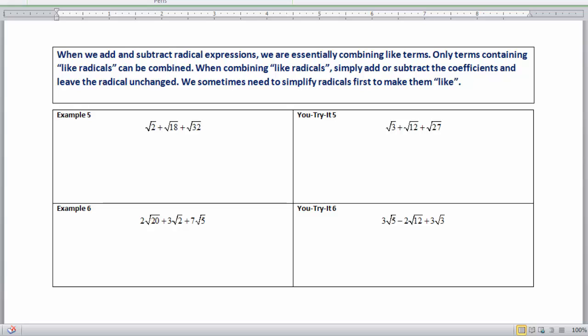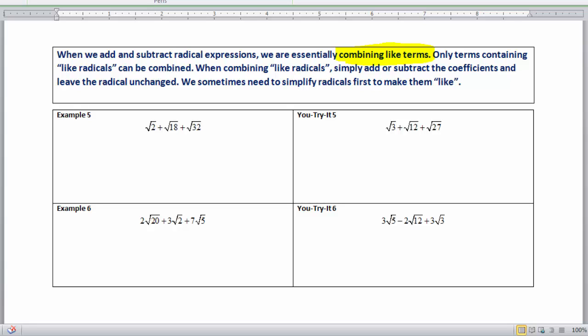So what do we do here? When we add or subtract radical expressions, we're essentially combining like terms. That's really what it's like. It's just like combining like terms with polynomials. Only terms containing like radicals, I'm going to call them, can be combined. So when combining like radicals, just add or subtract the coefficients and leave the radical part unchanged, right?